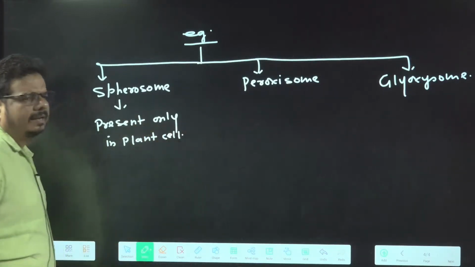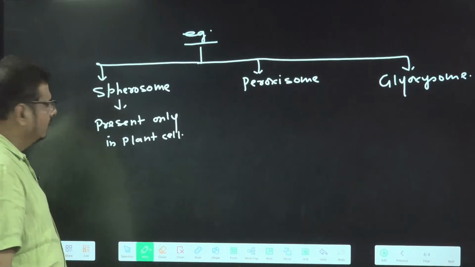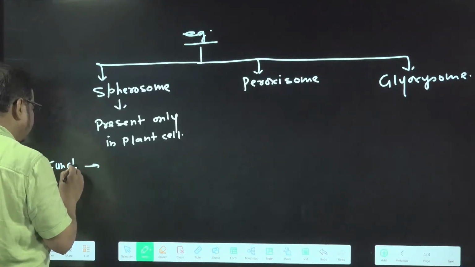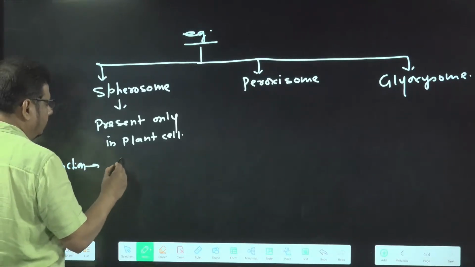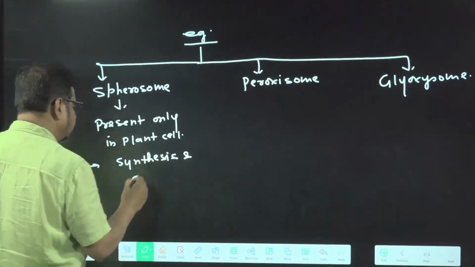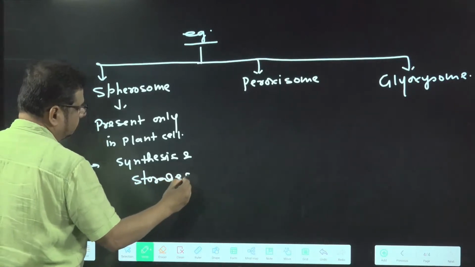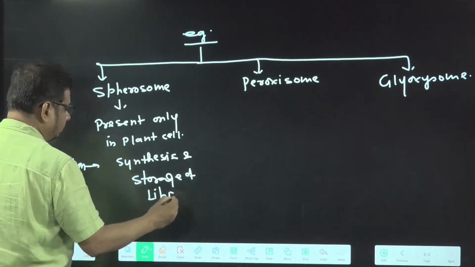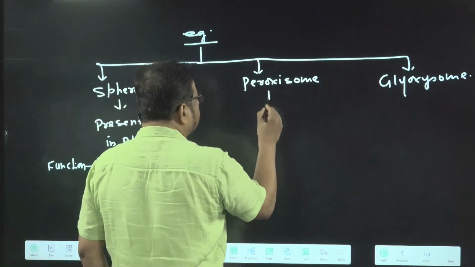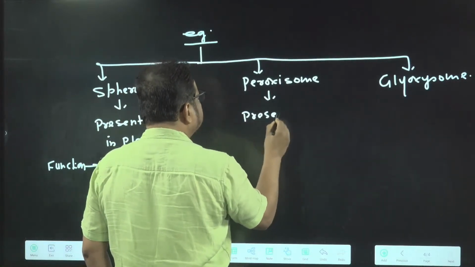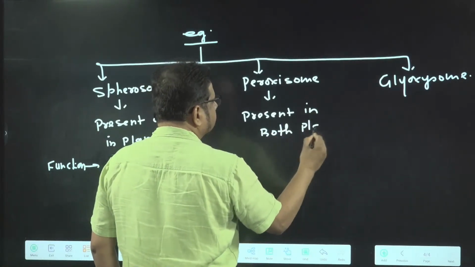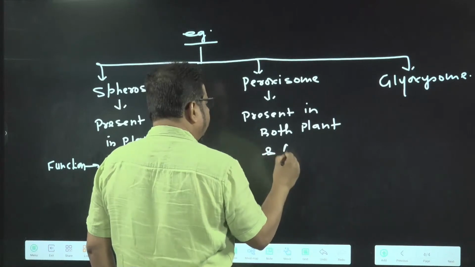Now if we talk about spherosome, it is present only in plant cell. This is not present in animal cell. Getting the things or not? And function, if I write a one-liner function, I can write synthesis and storage of lipid. Synthesis and storage of lipid is done by spherosome. Now peroxisome is present in both plant and animal cell.